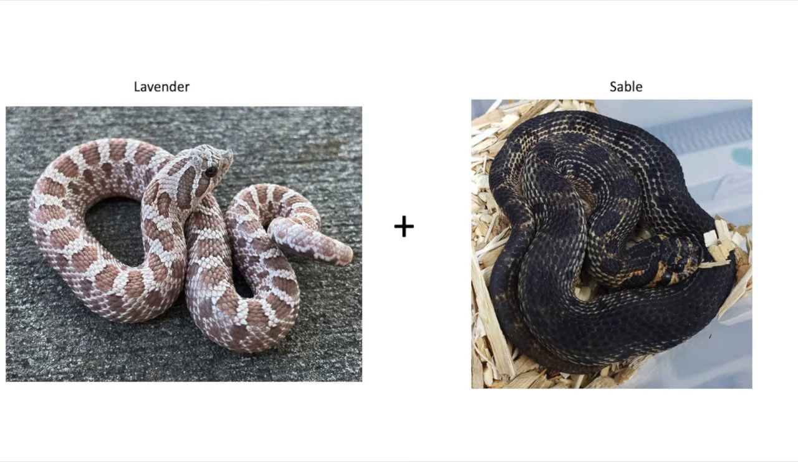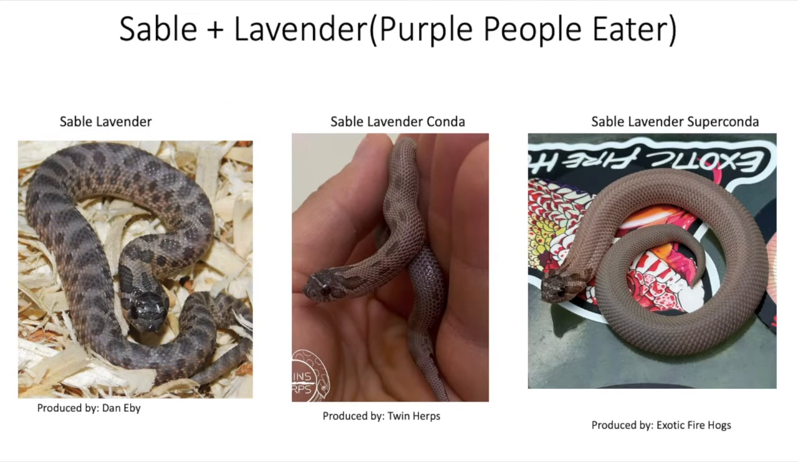All right, so now let's get into combinations involving recessive genes. The first combination we're going to look at is the lavender sable, also known as the purple people eater. You can see what the lavender sable looks like on the left. In the middle, lavender sable conda, and then on the right, lavender sable super conda.